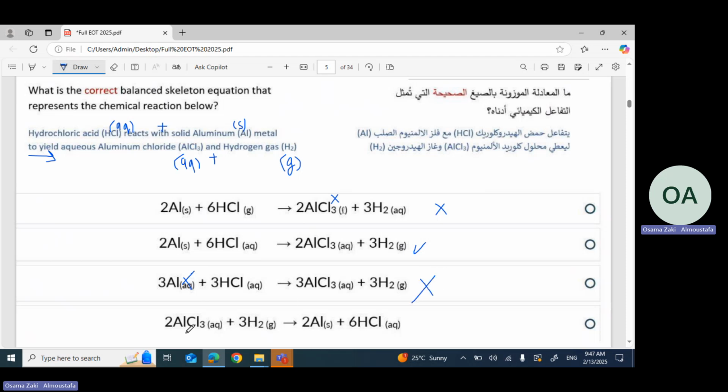Let's move here. They said AlCl3 will react with H2. So that means they are the reactants, but here they are the products. So this one is not correct. So as you see, this is the correct option, but let's check. We have 2Al, 6H, 3 times 2, we have 6H. 6Cl, so we have here 2 times 3, we have 6Cl. So that means that this is the correct option.